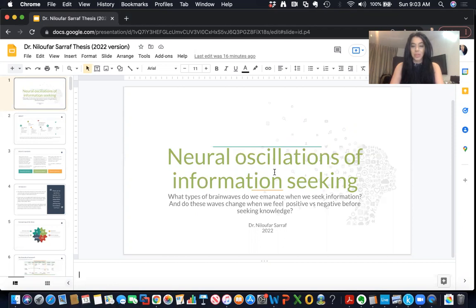So essentially, the neural oscillations, or EEG, or brainwaves, or brain frequency, however you want to call it, of information seeking when we are in that state. The main question I had is what type of brainwaves do we emanate when we seek data, knowledge, information, and do they change if we are in a positive versus negative seeking mode before we even go about doing it.